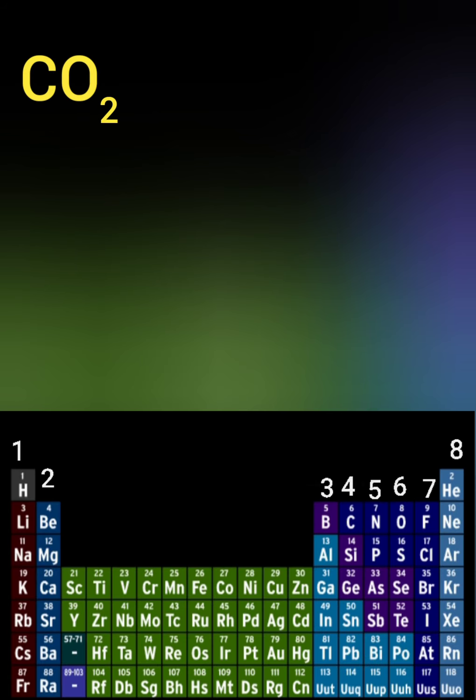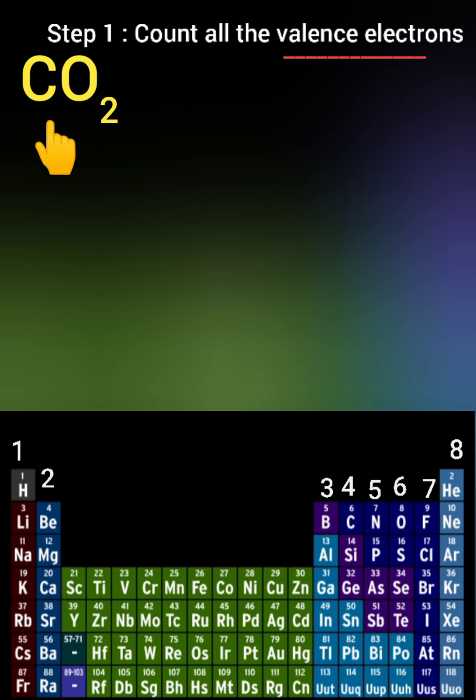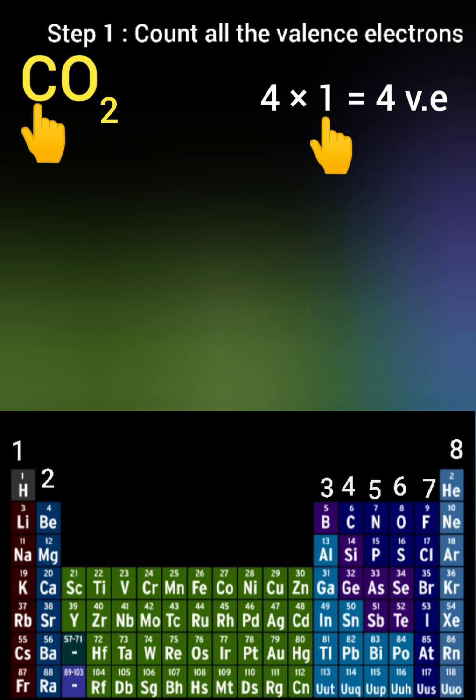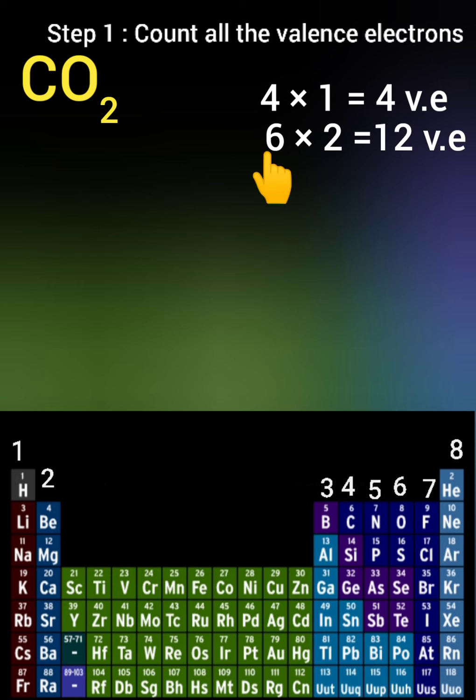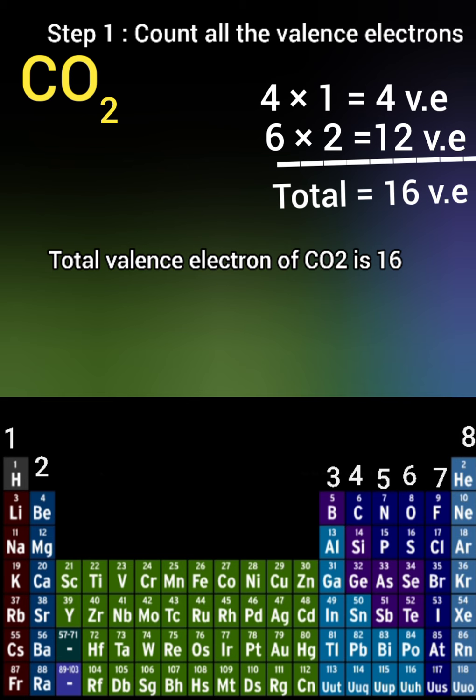The next molecule we are going to see is carbon dioxide. Step 1. Count all the valence electrons. In the carbon dioxide molecule, carbon has 4 valence electrons. So 4 times the number of carbon atoms in this molecule, 1, equals 4. Oxygen has 6 valence electrons. So 6 times the number of oxygen atoms in this molecule, 2, equals 12. Therefore, the total valence electrons of carbon dioxide is 16.